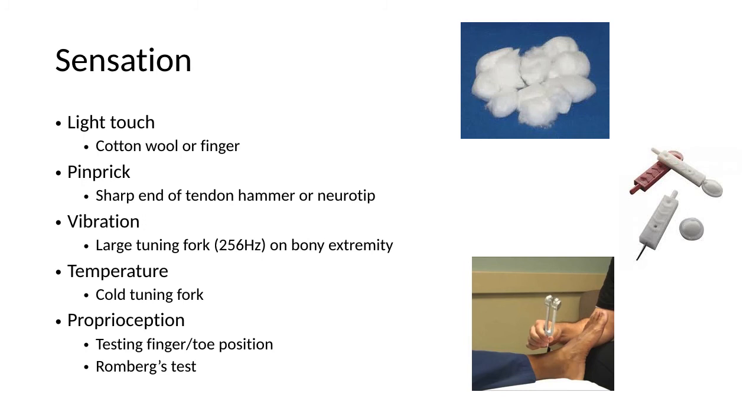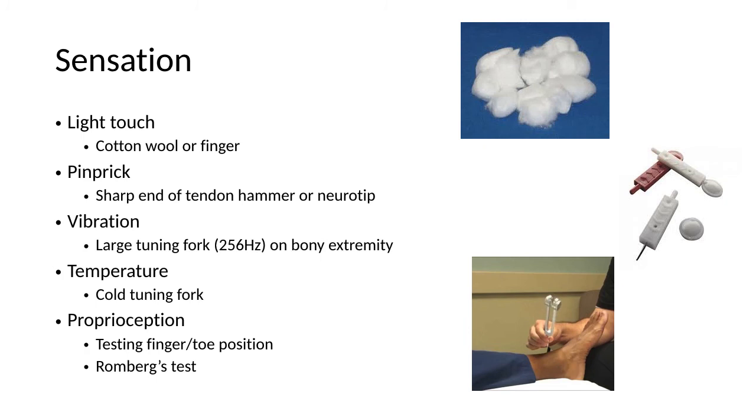Vibration sense. Now, this we usually match up with proprioception and light touch because they're all carried along the dorsal column in the spinal cord, and we test this with a large, long tuning fork, 256 Hertz, on a bony extremity. So here it's being done on the lateral malleolus, and then you can also use the same tuning fork, which is often colder than the surroundings, just to make sure the patient can sense the difference between cold and hot. And then proprioception is done just by checking that the patient knows whether their finger is up or down as you move it around in the air with their eyes closed.